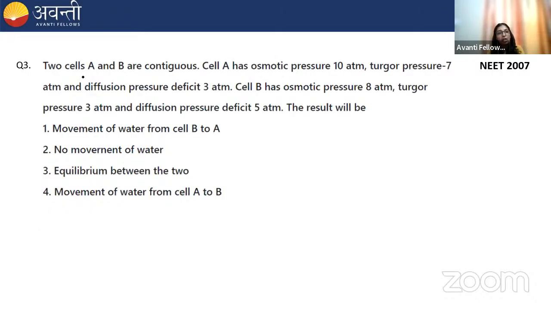Moving to the next. Two cells A and B are contiguous. The cell has an osmotic potential of 10 atmosphere, turgor pressure. They're asking about the movement of the water. Option 1 says movement of water from cell B to A. Option 2 says no movement of water. Option 3 says equilibrium between the two. Option 4 says movement of water from cell A to B.